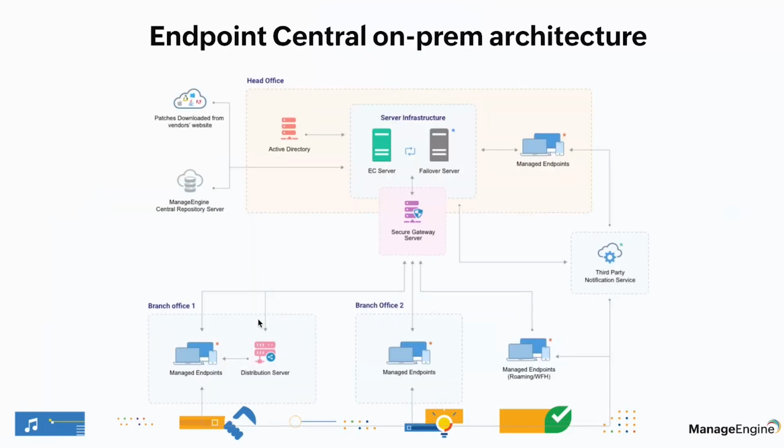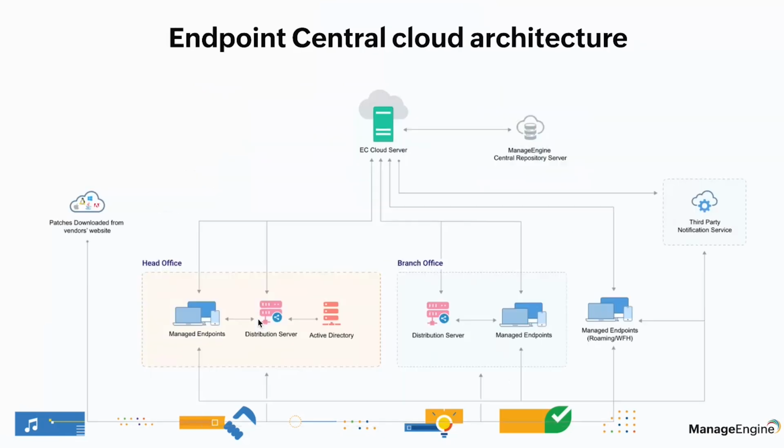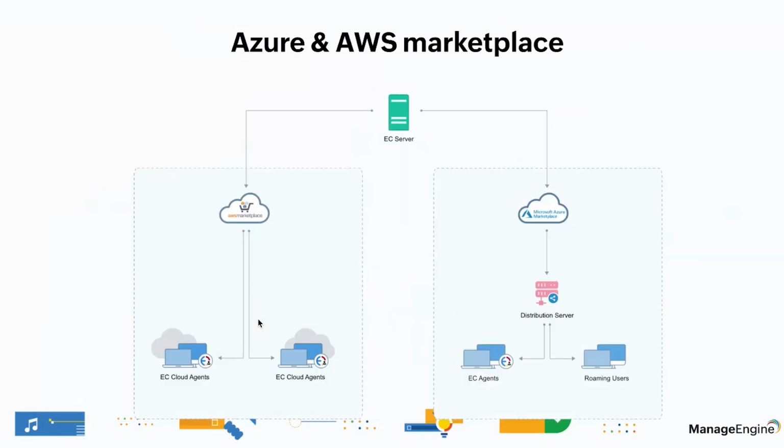So the main difference between the on-prem architecture and the cloud architecture is, with the on-prem, you are responsible for hosting the server, you are responsible for maintenance and upgrades. In cloud server, we take care of the upgrades, we take care of the maintenance while you focus on your endpoints. So if you're using Azure or AWS Marketplace, you can purchase our Endpoint Central on-prem services from there.